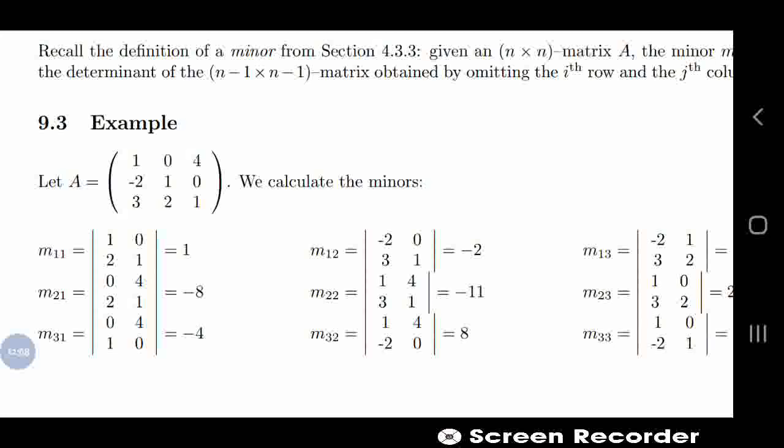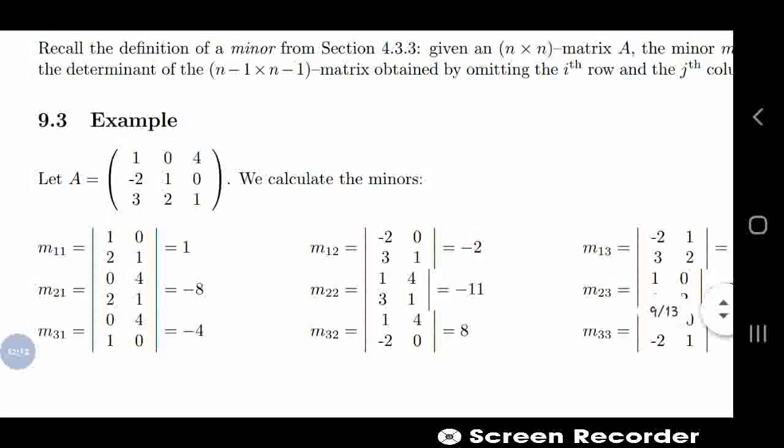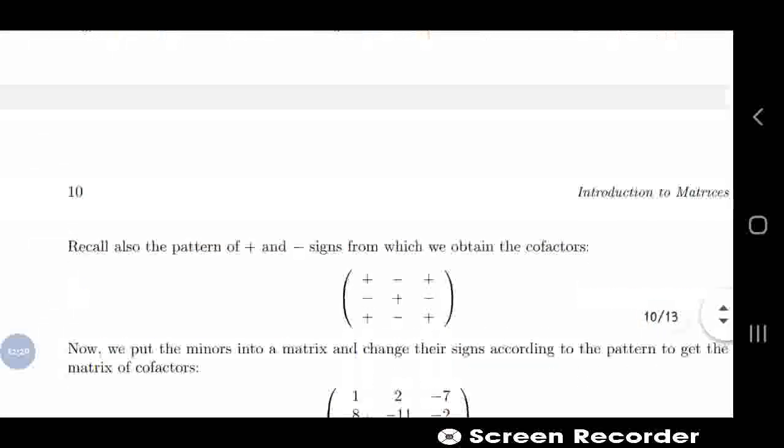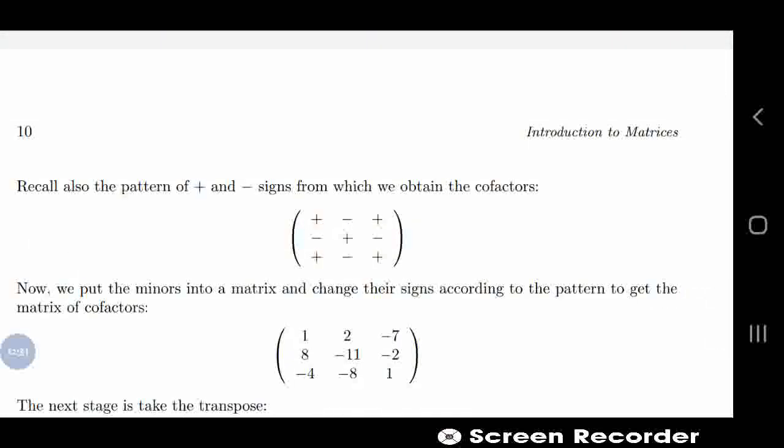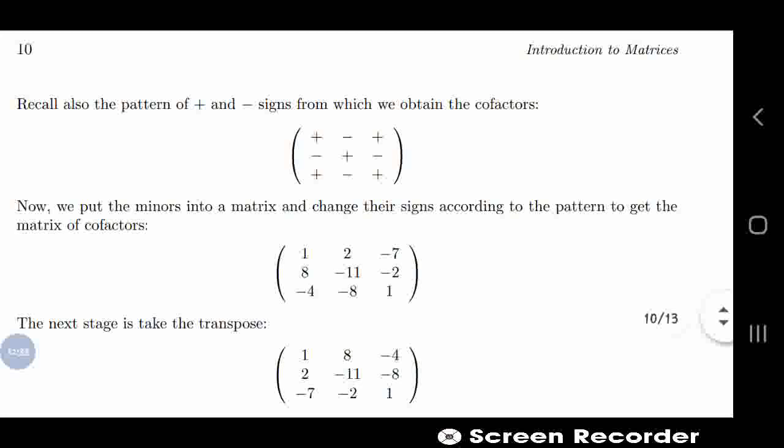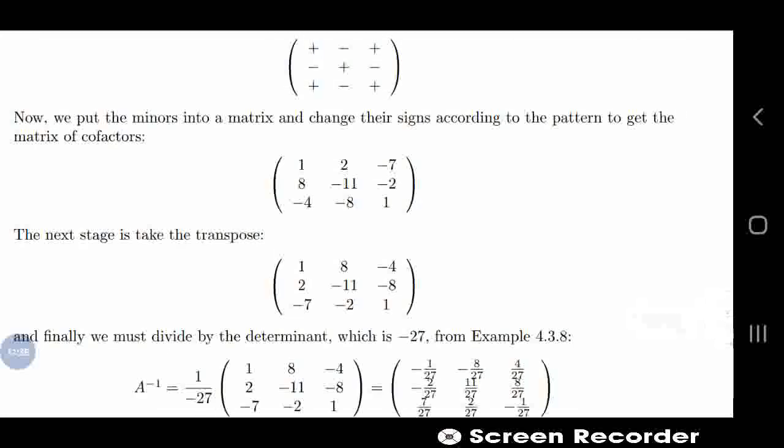So what you are getting, so here you are getting m, 1 comma 0, 2 comma 1 is equal to 1 you are getting, then minus 1, next 0 comma 4, 2 comma 1 you are getting minus 8, like that only you have to calculate it. So we have to recall the plus and minus sign that we have got, and we have to put the sign.